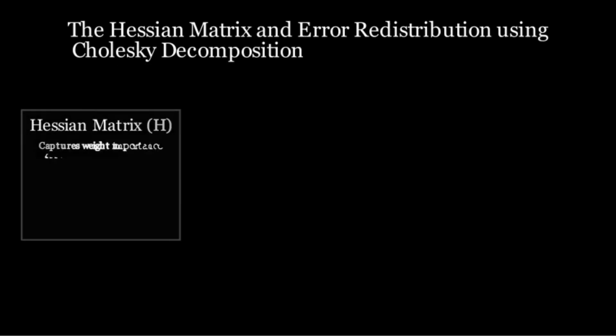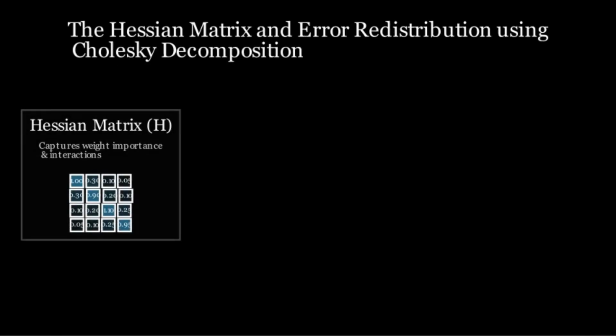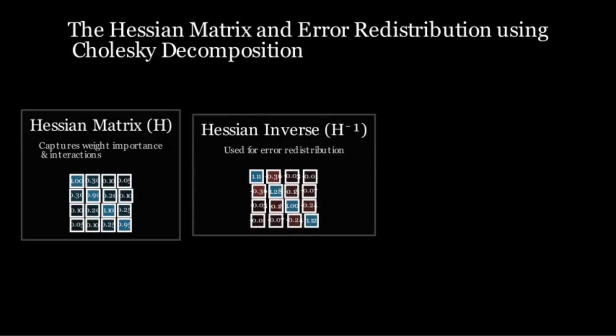Let's see how. The Hessian and the error redistribution. The secret sauce of GPTQ is the Hessian matrix. The Hessian captures how the model's error changes with respect to the weight changes, essentially a sensitivity map showing which weights are most important. The inverse of the Hessian tells us how to optimally distribute quantization errors across the weights. Specifically, we want to make larger adjustments to weights that have less impact on the model output. So wherever the impact is more, we want to change less, and wherever the impact is less, we have more freedom to change the weights.